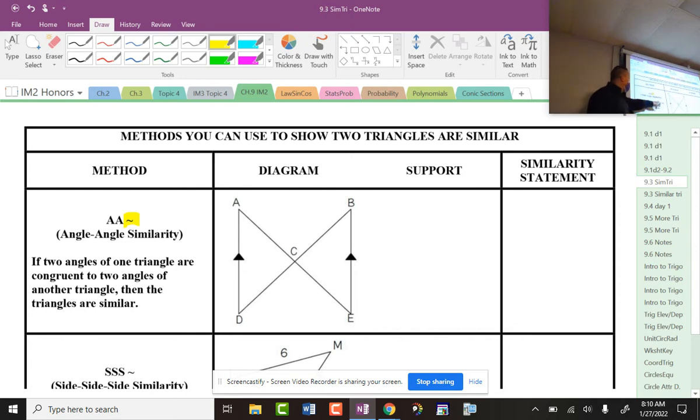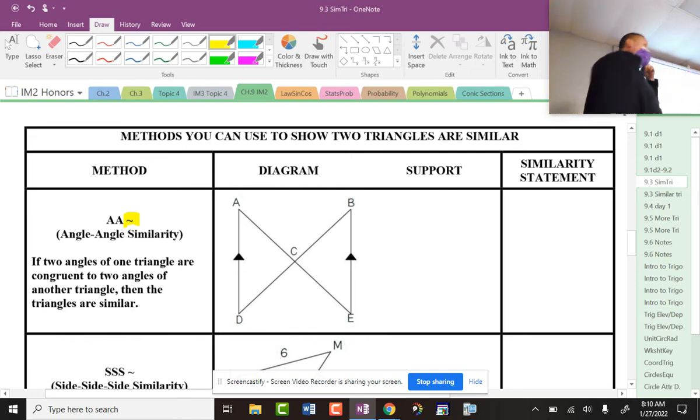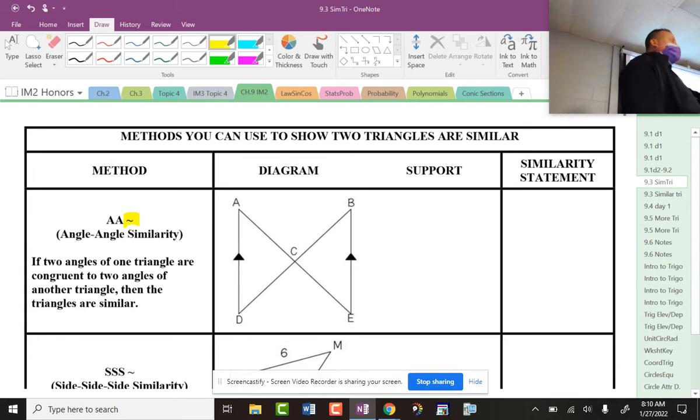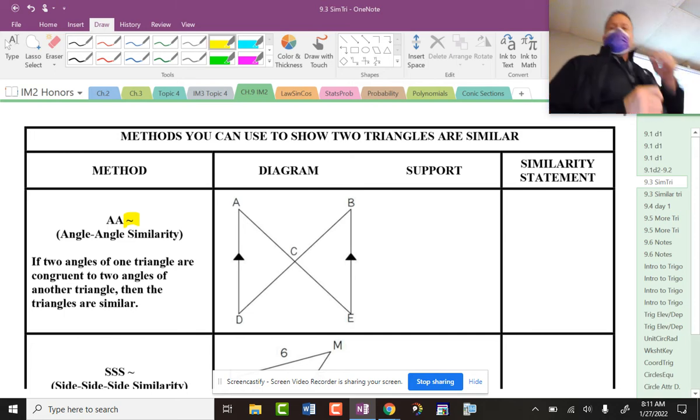If two angles of one triangle are congruent to two angles of another triangle, then we can assume that the triangles are similar. And we have to remember, what does it mean to be similar from our notes 2 days ago in this class? The angles will be equal, but the sides will be proportional, not equal. So that's why we had to solve that proportion up there. So remember that from 2 notes ago.